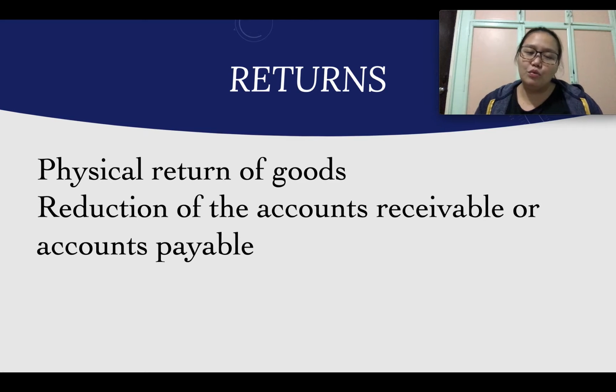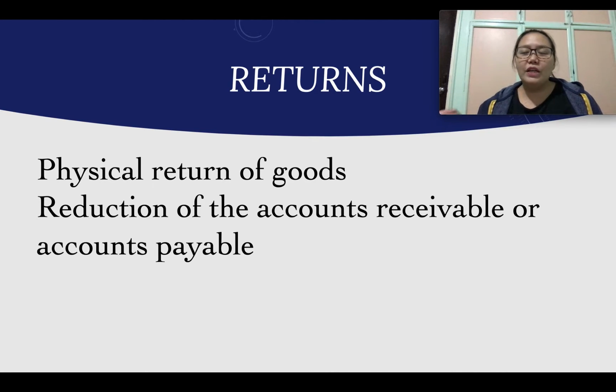Why do we need to reduce the accounts receivable or accounts payable? Because these returns and allowances arise because the supplier, or us if we are the supplier in the transaction, has delivered defective goods or wrong goods. For example, the customer has ordered 1,000 small shirts, but you have delivered 1,000 extra small shirts. So it is up to the customer to decide if they will accept what you have delivered or if they will return the goods to you.